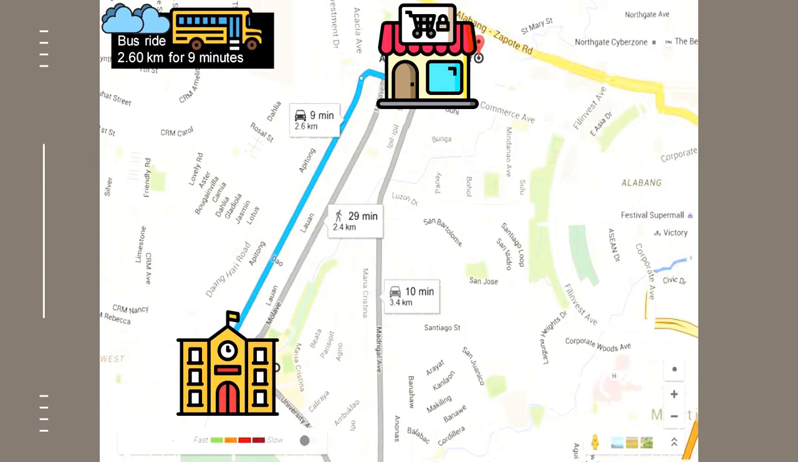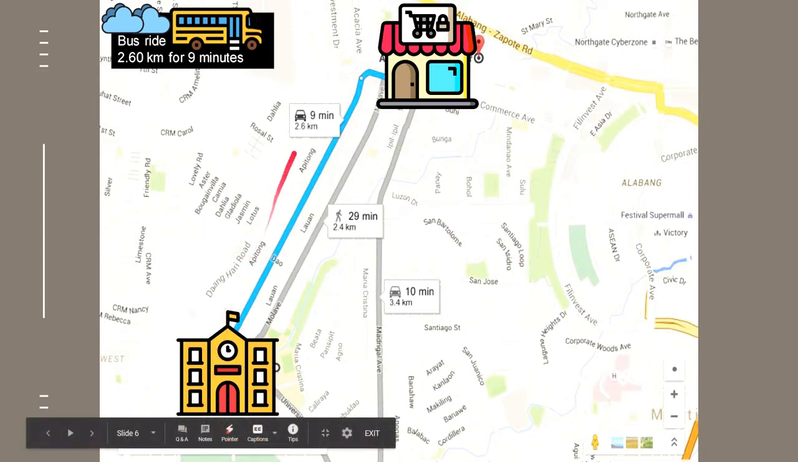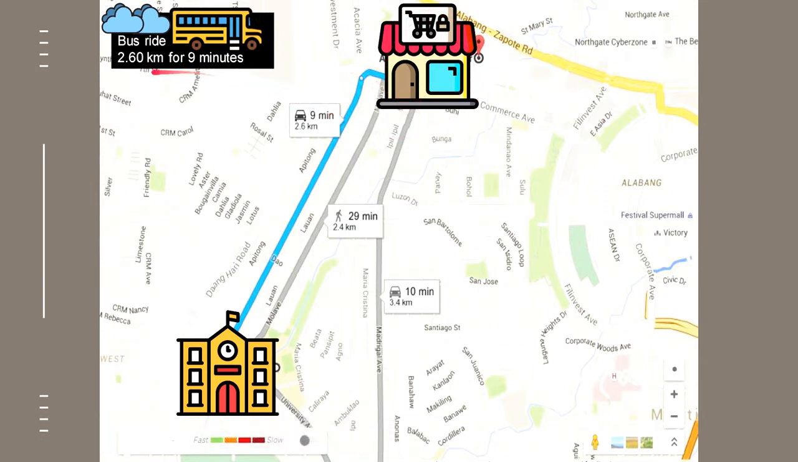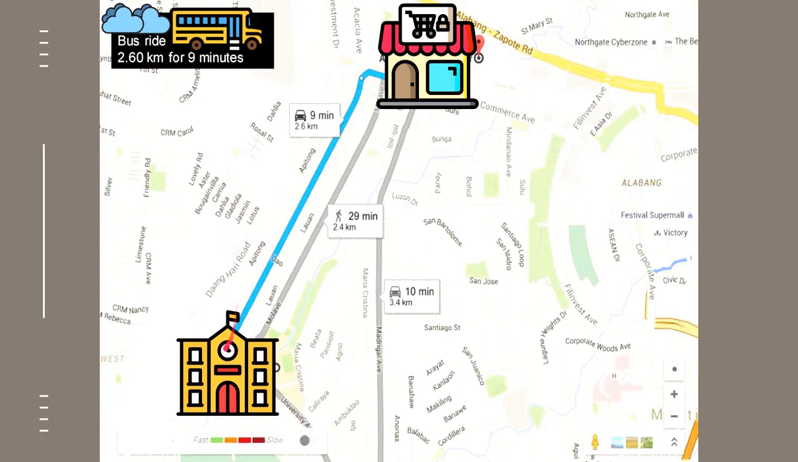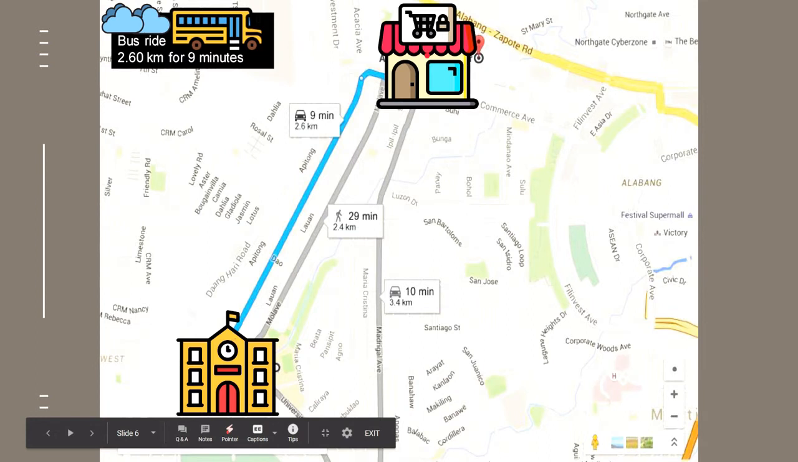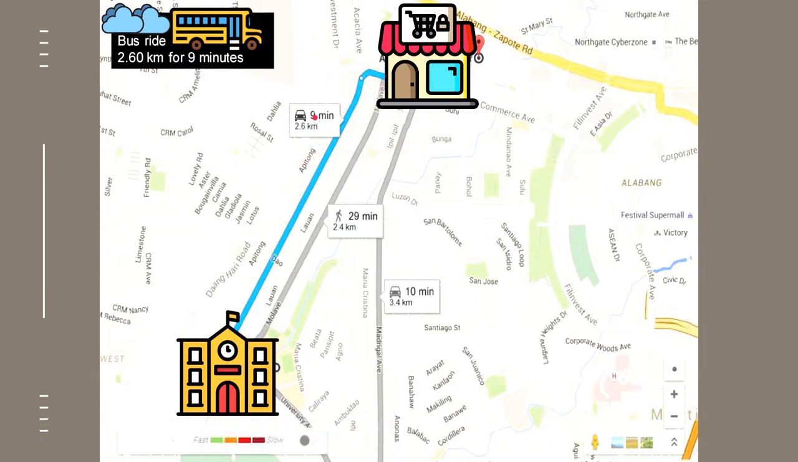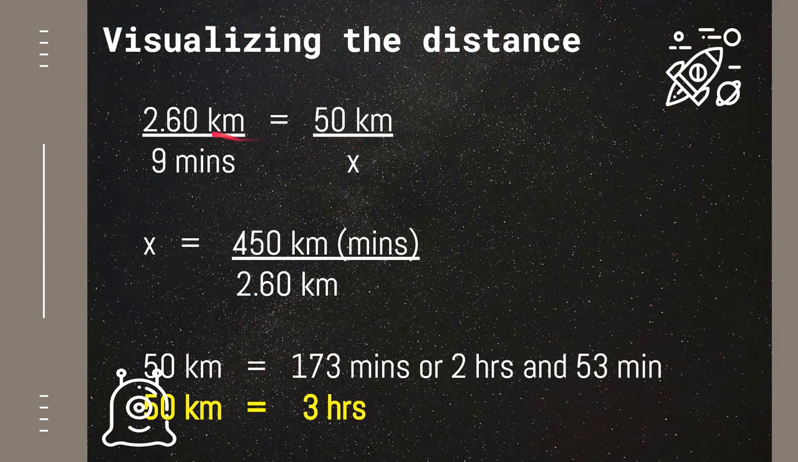To help us visualize the distance from each other, use this analogy. For example, this is your school, and this is a famous mall near your area. A bus ride will take you 9 minutes to travel from your school to that market. So it takes the bus 9 minutes to cross that 2.6 kilometer distance. With that analogy in mind, for every 2.6 kilometers, it takes the bus 9 minutes.